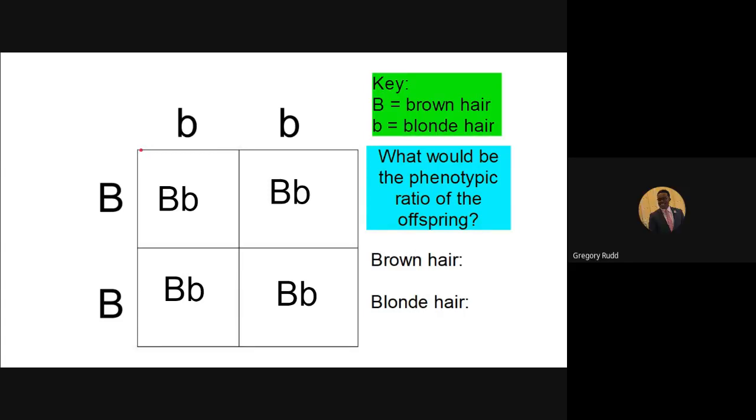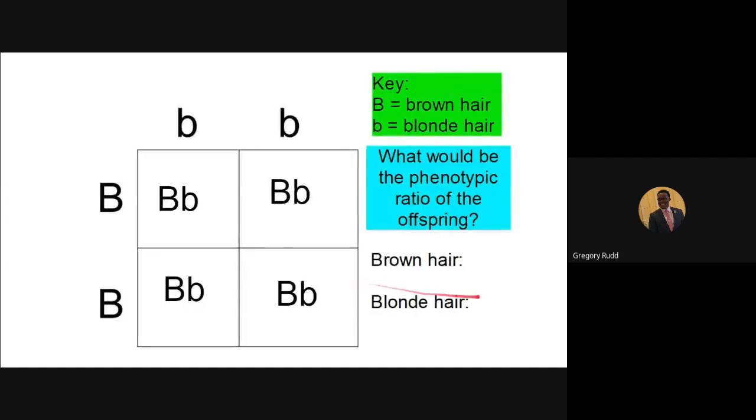Exactly. Anytime we have a heterozygous, and Castro, I appreciate you answering. But anytime we have a heterozygous genotype, as we do here, heterozygous meaning different, so capital B, lowercase b, it is going to express the dominant trait because this capital B dominates the lowercase b. So the brown hair dominates the blonde hair. So even though these are heterozygous, we still end up with all brown hair.